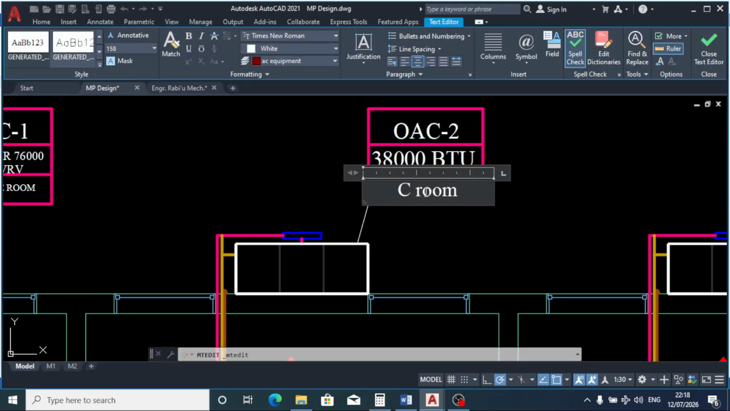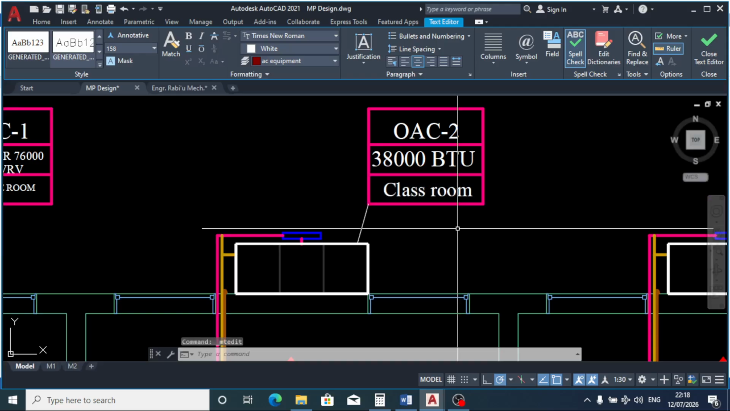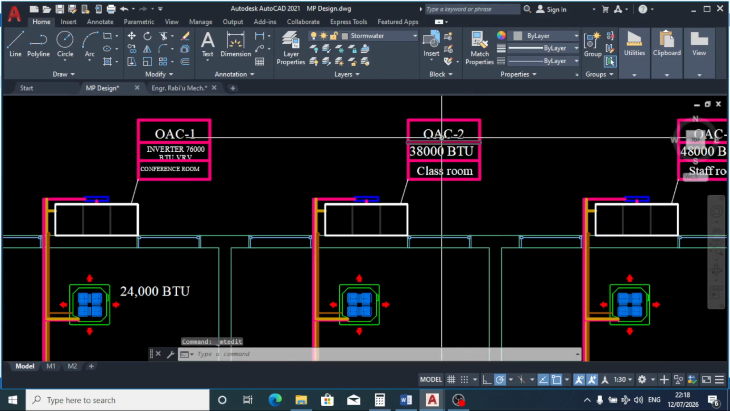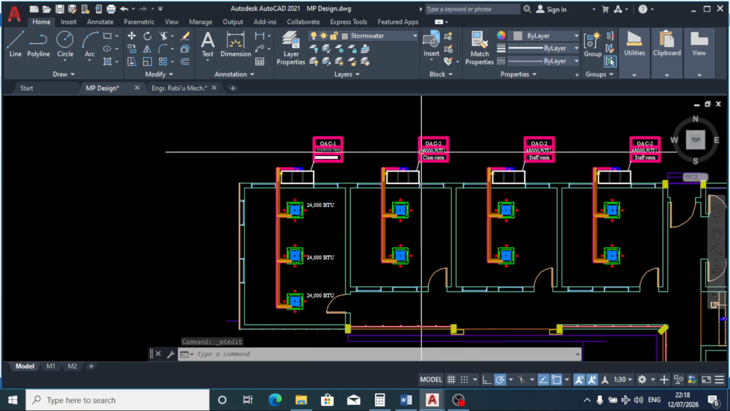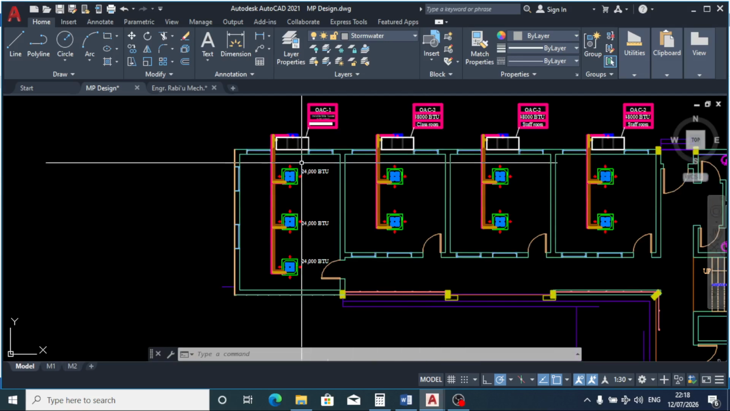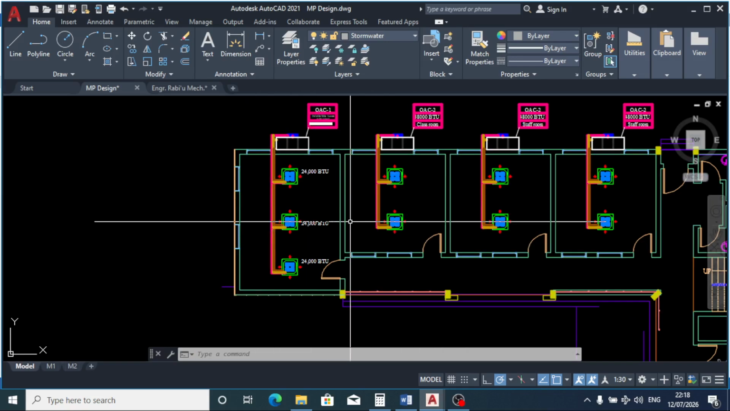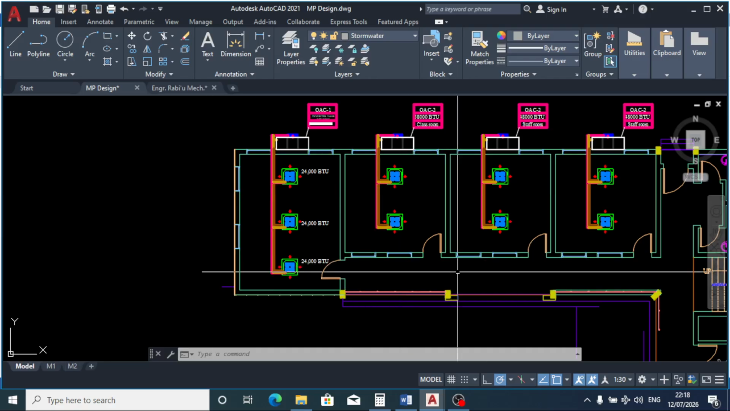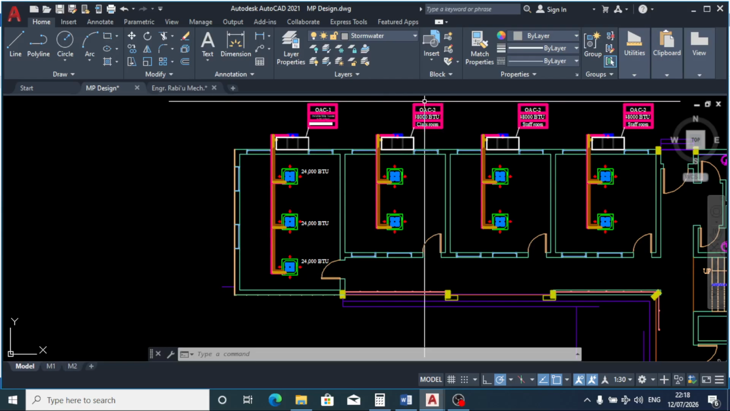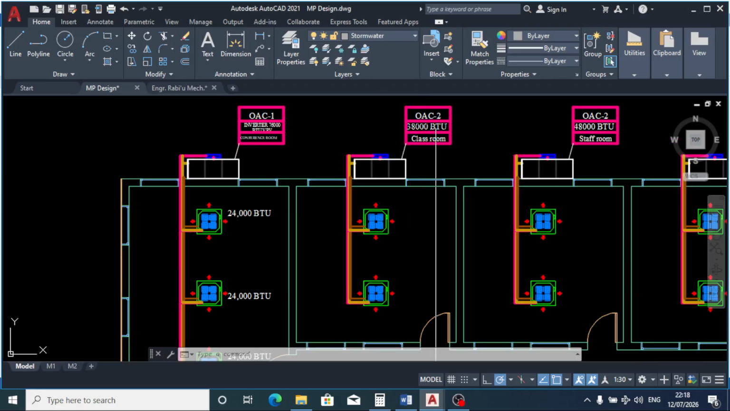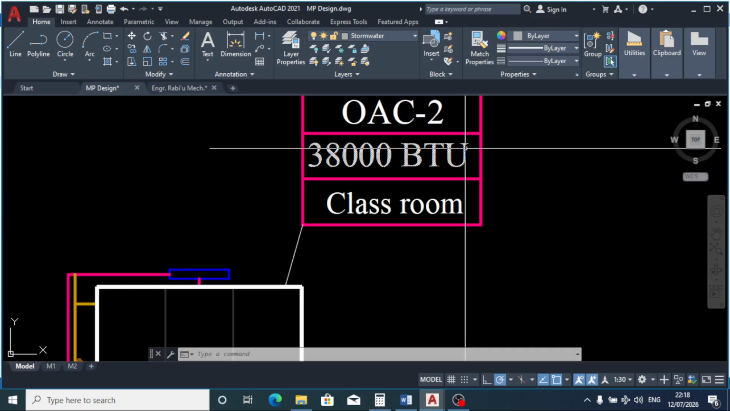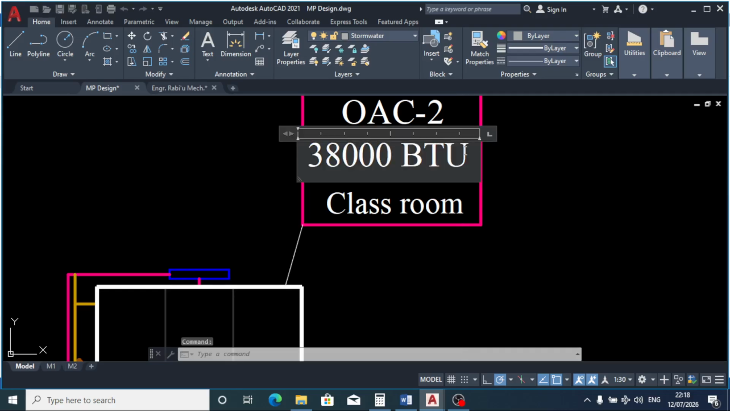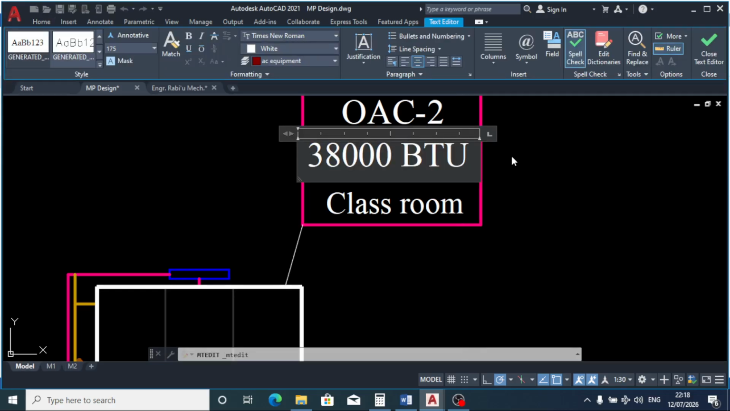This is a classroom. And we are taking the lower, which is 38,000. Why? Because this classroom is being shielded by this staff room. No direct sunlight on the west side. This west side is being shielded by this corridor. So that's why we're taking 38,000 BTU. And it's also going to be a VRV.